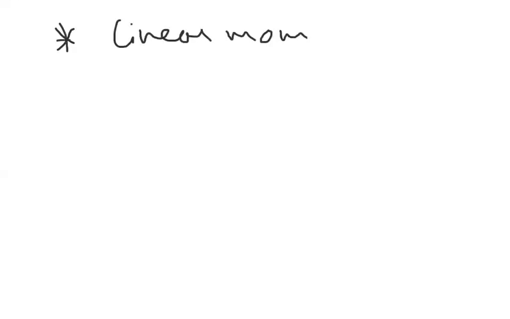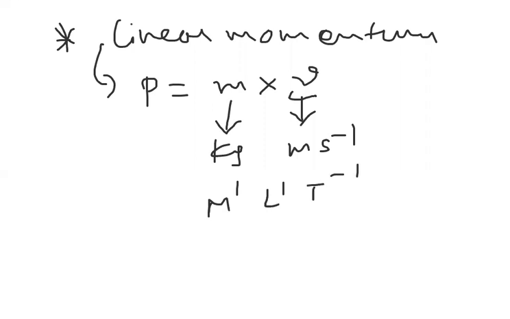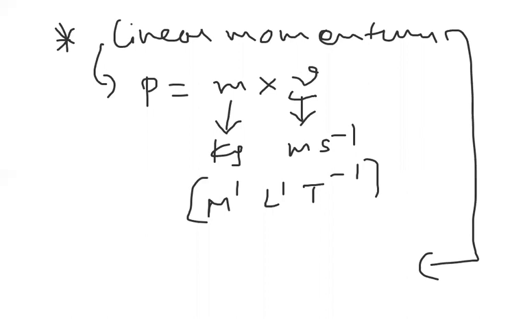So we heard the linear momentum term. The formula for that is mass into velocity. Mass is a fundamental quantity, kg, but velocity is not a fundamental quantity, but I know the units as meter second power minus 1. So my dimensional formula is M1 L1 T power minus 1. Not only for linear momentum, for impulse also the same formula.